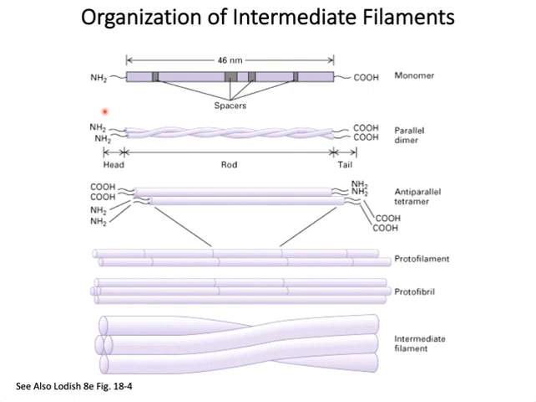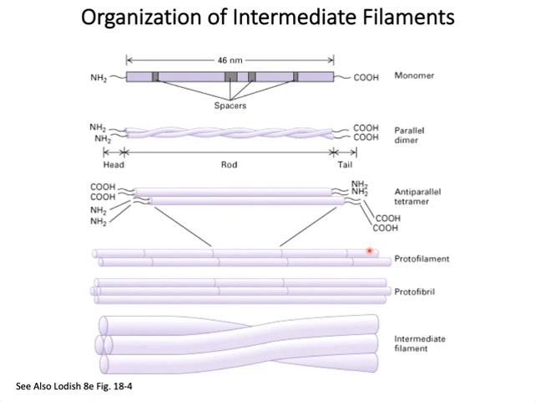Then two of these parallel dimers come together to form an anti-parallel tetramer. In this case, it is known as anti-parallel because the N-terminal pair of one dimer is now closely associated with a C-terminal pair of the second dimer. A number of these anti-parallel tetramers come together end to end, shown here, and form what is known as a protofilament.